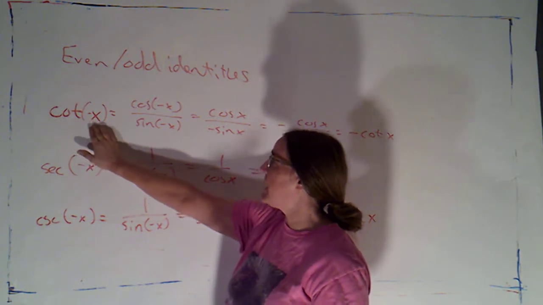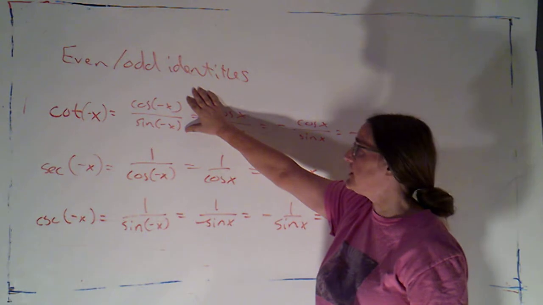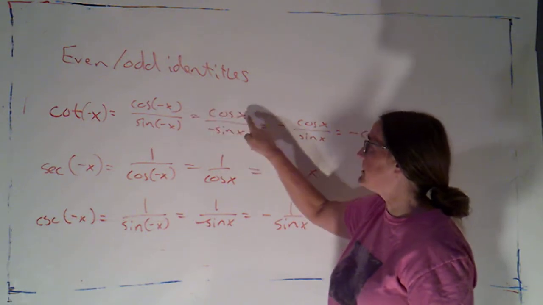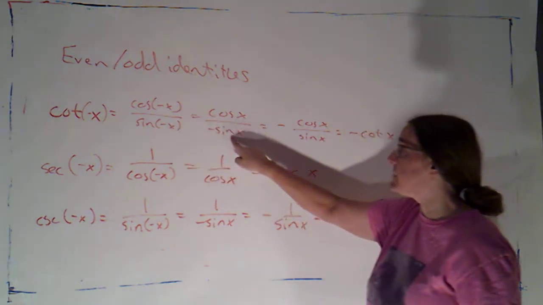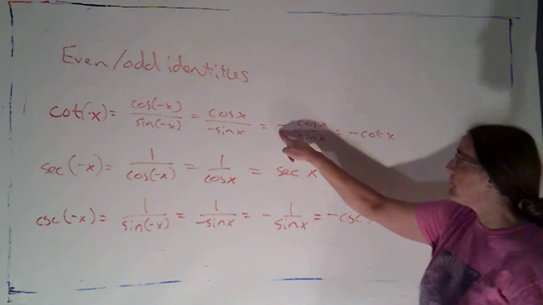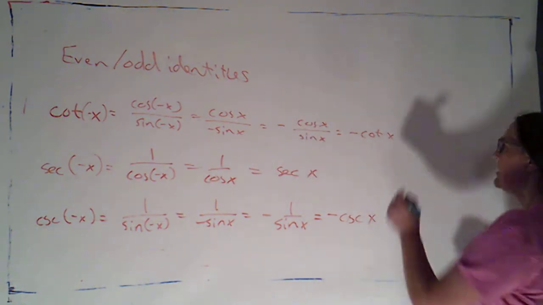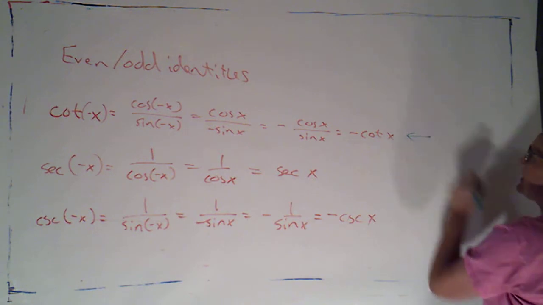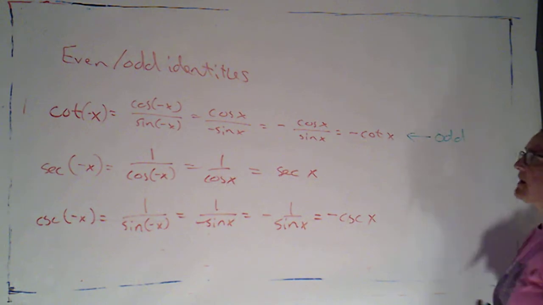So cotangent of negative x is just cosine of negative x over sine of negative x. Cosine is even, so that's cosine of x. Sine is odd, so that's negative sine of x. I get one negative sign, I can pull that out front, so that means I'm just getting negative cotangent of x. So that right there tells me opposite input gave me the opposite output, cotangent is odd.